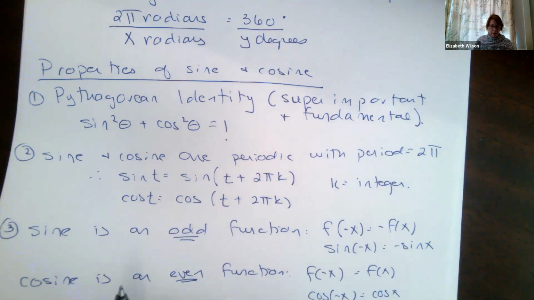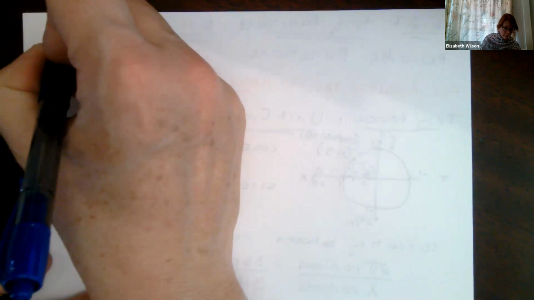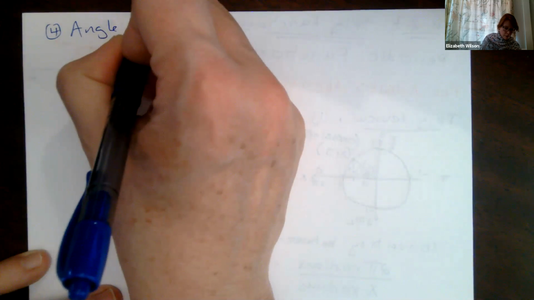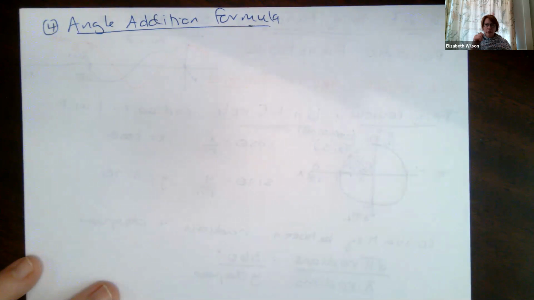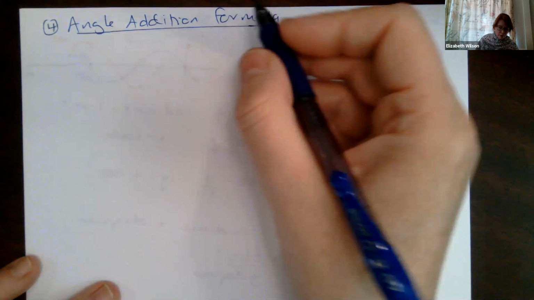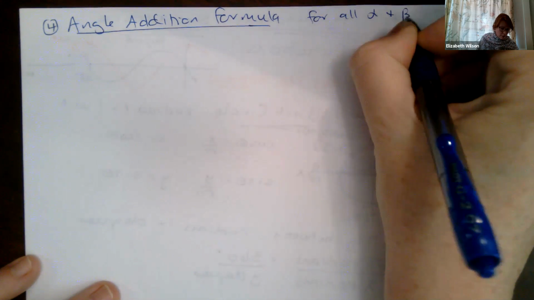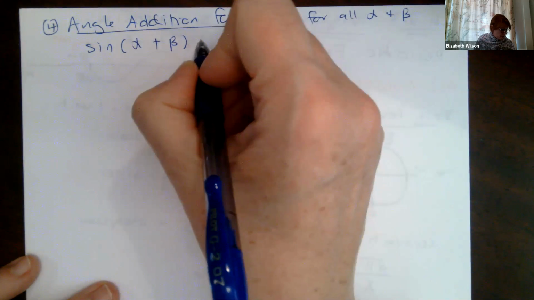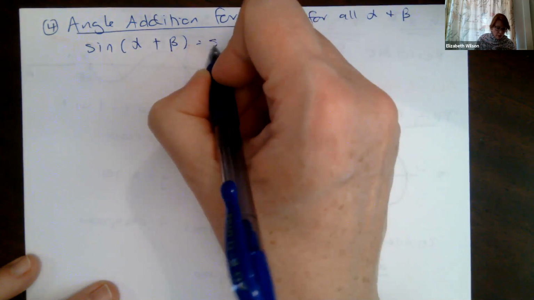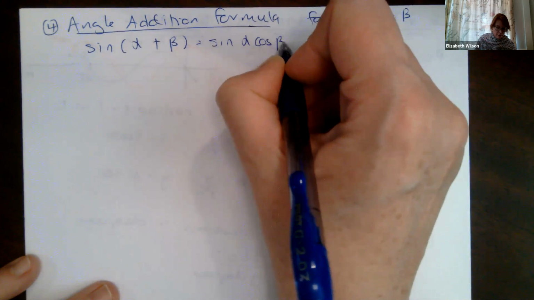So our next property is what we call an angle addition formula. I think of this as an identity, but a lot of these angle addition and double angle formulas are at the beginning or end of calculus books, trig books, pre-calculus books. You can find them there. This is for all alpha and beta. Alpha and beta are angles. So I can say sine of alpha plus beta. These are two angles I'm adding together, but they're different from each other. It's going to be equal to the sine of alpha cosine of beta plus the sine of beta cosine of alpha.